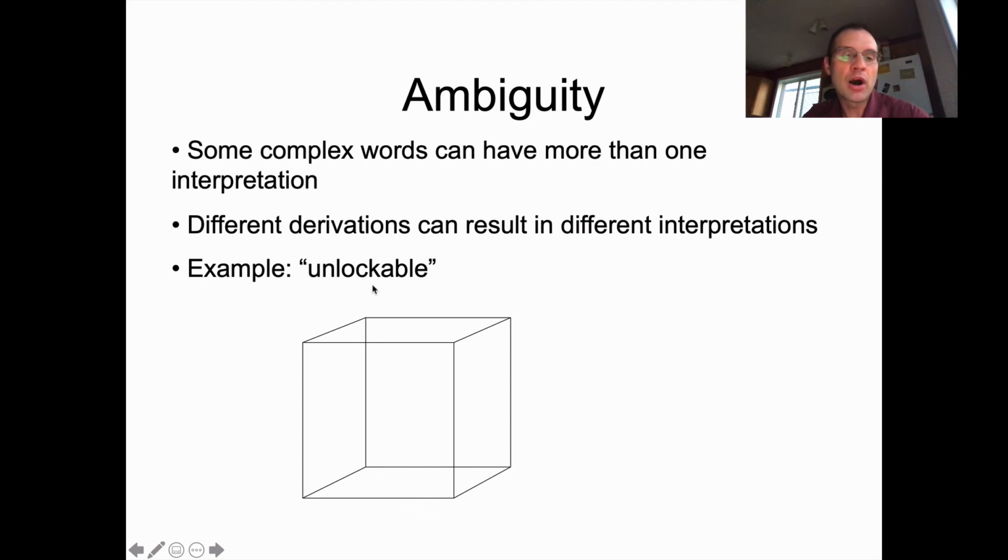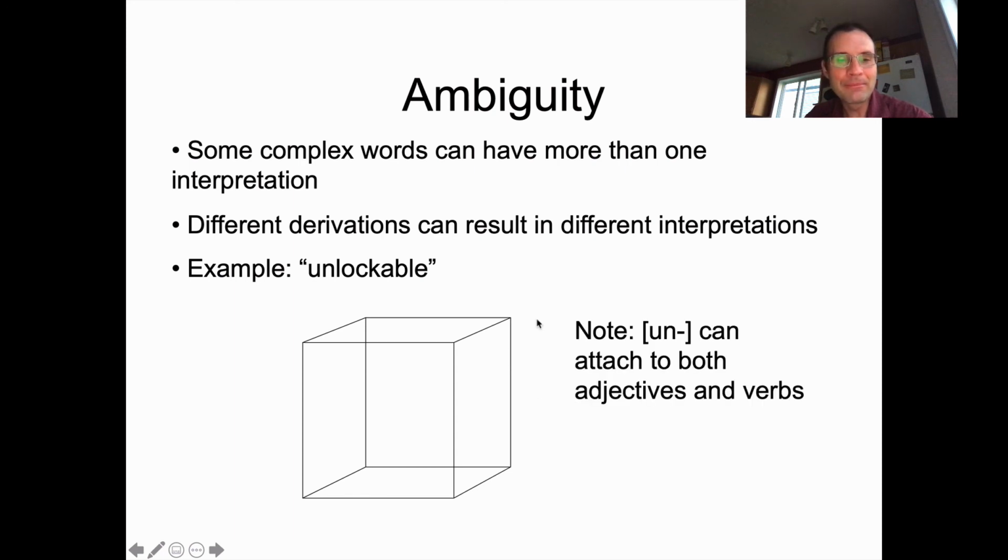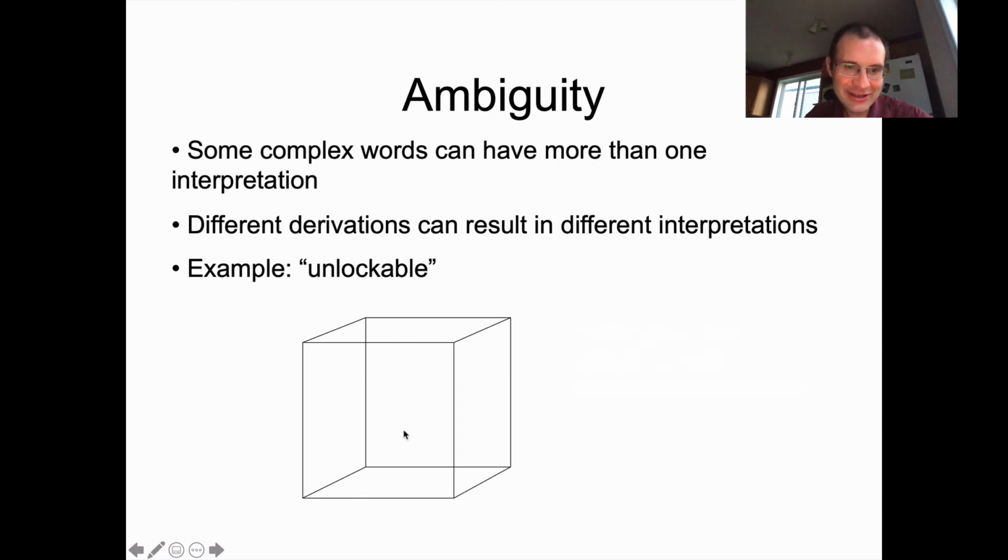The example we'll walk through is the word unlockable. I'll pause here for a second and say, what does unlockable mean? Think about it for a second. And then I will draw an analogy with this Necker cube here, which is artfully drawn thanks to the help of PowerPoint, because I could never do this on my own.